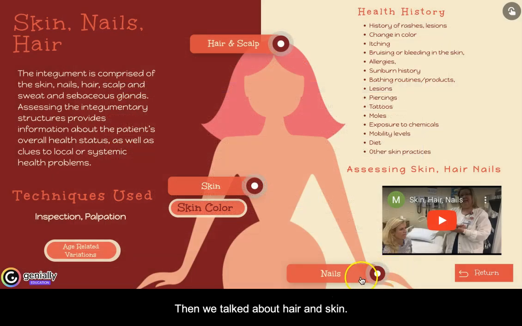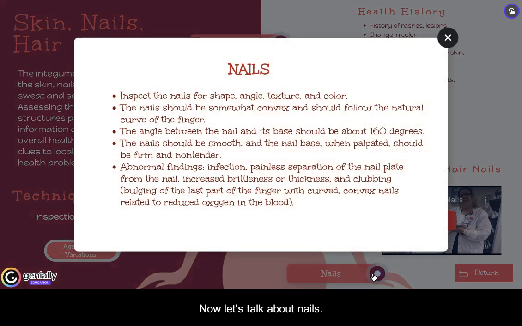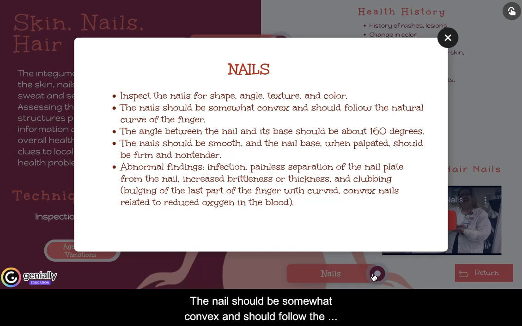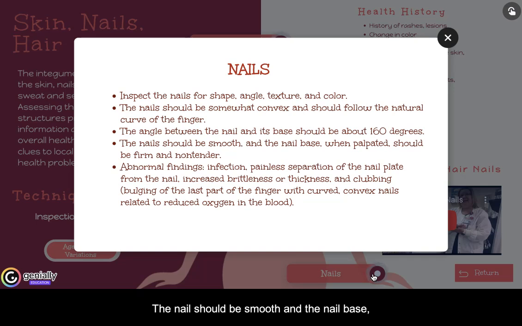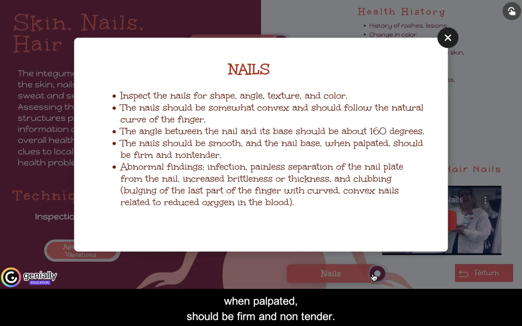Then we talked about hair and skin. Now let's talk about nails. How do you inspect the nails for shape, angle, texture, and color? The nail should be somewhat convex and should follow the natural curve of the finger. The angle between the nail and its base should be about 160 degrees. The nail should be smooth, and the nail base, when palpated, should be firm and non-tender.